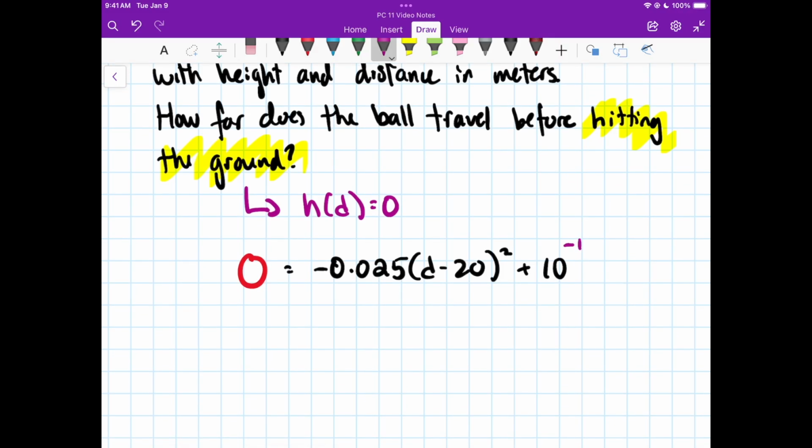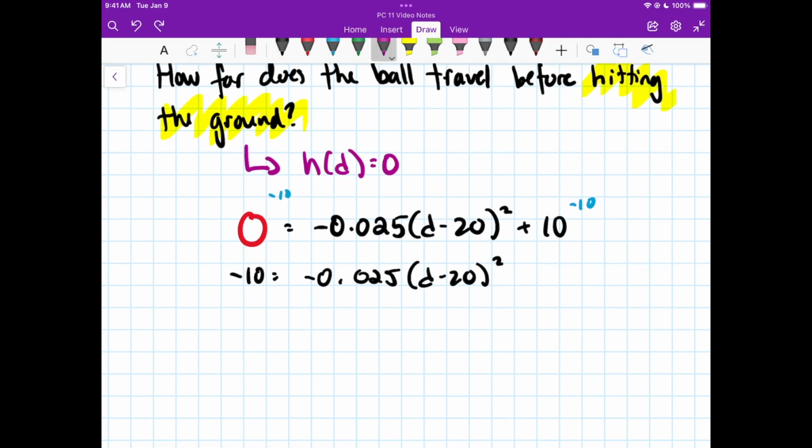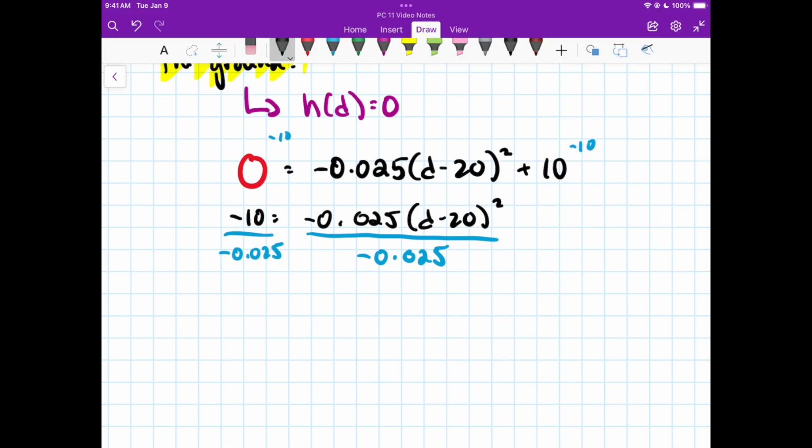All right, so to solve this, I'm going to subtract 10 on both sides of my equation, which is going to get me negative 10 equals negative 0.025 times (d minus 20) squared. Don't assume that just because you see a negative on the left right now that this thing's going to have no solutions, because when we do our next step and divide both sides by that negative 0.025, our negatives are going to cancel out, and so this will end up having two solutions. So don't start making assumptions until you get to the stage where you're doing your root.